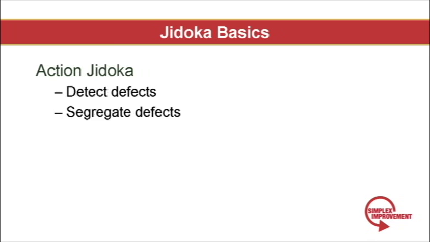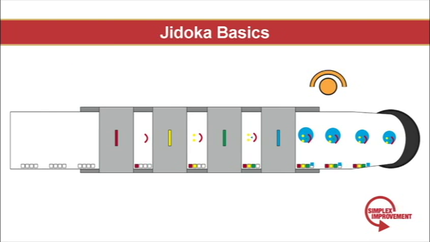Next is action Jidoka. At this stage, the machine not only has a mechanism for detecting defects, but it also has the ability to segregate defects into a separate bin from good parts. This prevents defects from making their way to the final customer. At this stage, an operator is not needed to run the machine, but may be needed to properly dispose of defective parts and make adjustments to the machine to prevent more defects from being generated.